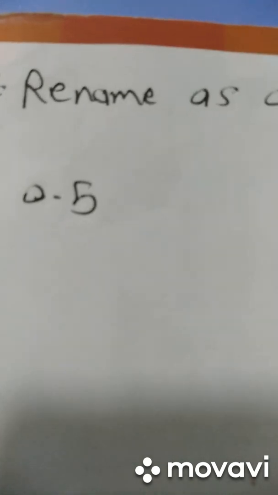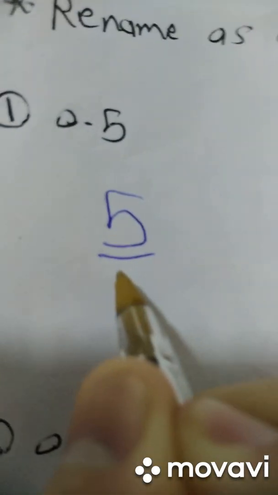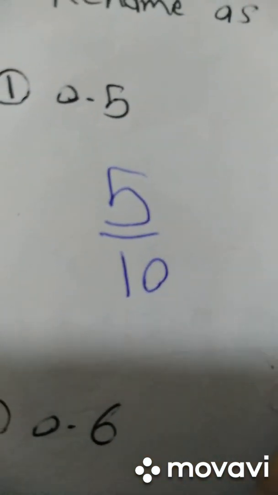Another example. Rename as a fraction in what? In the simplest form. Pay attention, okay? Now we have a decimal, 5 tenths. Let's rename it as a fraction. Now 5 tenths will be 5/10 in the form of a fraction.